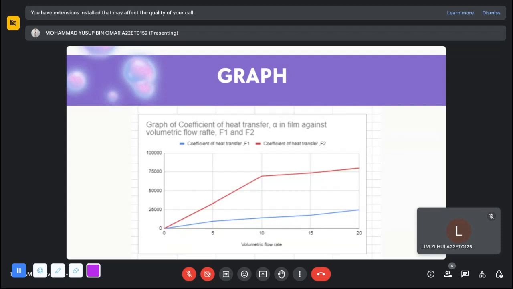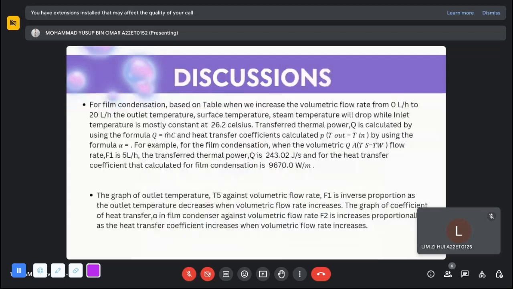The value of the heat transfer coefficient increases as the volumetric flow rate increases. But for film condensation, it is below the line of the dropwise condensation. So this is a discussion.